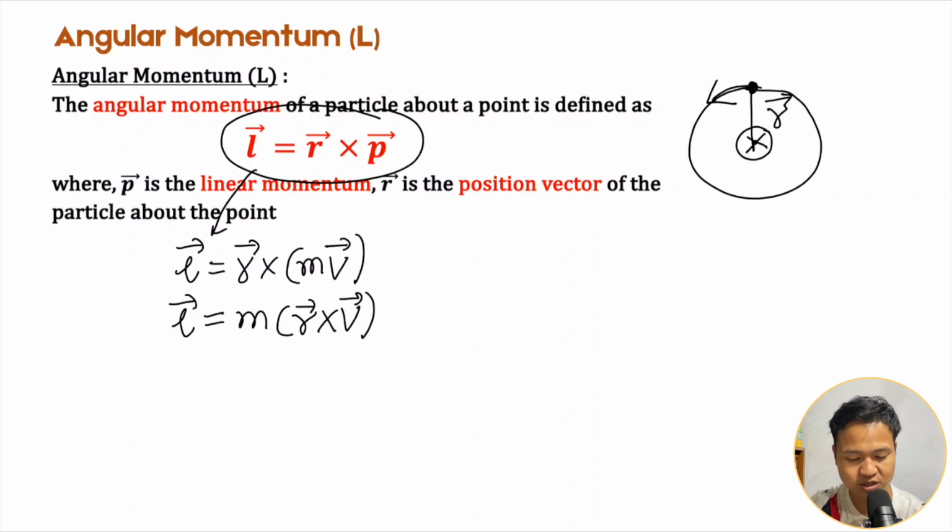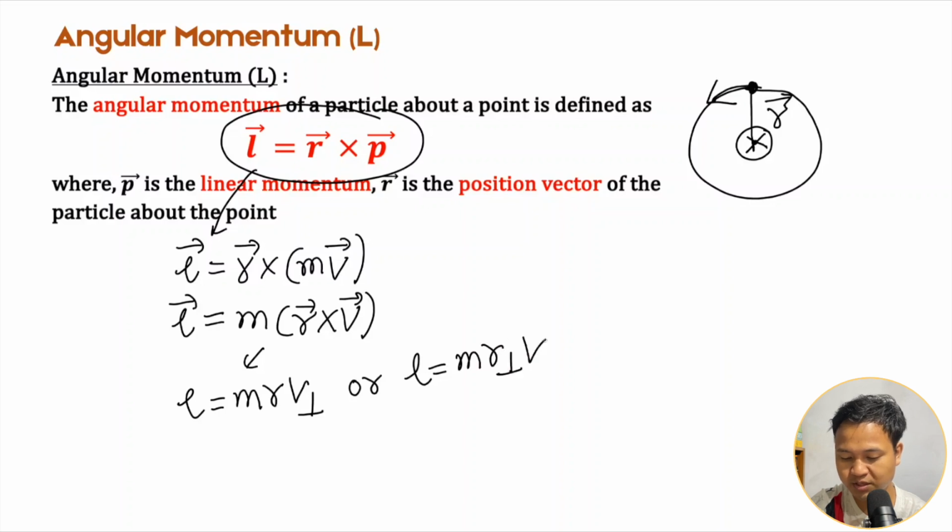Since it is a cross product, you can write this as L equals m into r into v perpendicular, or I can write L equals m into r perpendicular into v. Now the component of velocity perpendicular to r, or the component of r perpendicular to v, multiplied by mass gives the angular momentum.